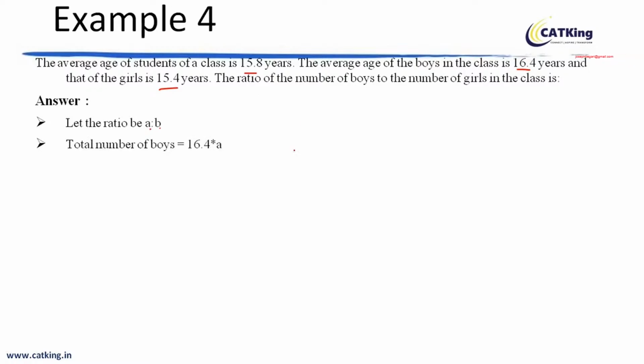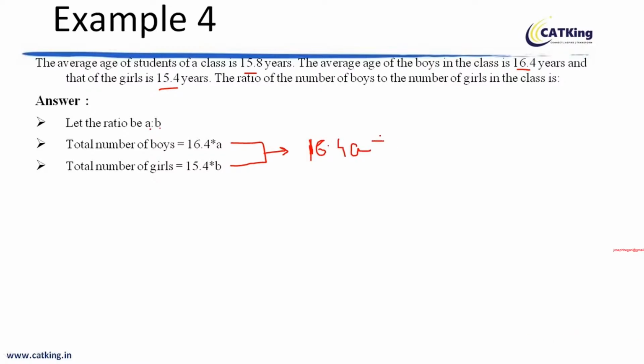Correct? So the total of the boys becomes 16.4 into a. Why does this happen? Because 16.4a from the average. Correct? And the total of the girls simultaneously will become 15.4 b, because 15.4 from the average. Correct? Okay. So now the total of boys is this much, the total of girls is this much. When you add these two, what do you get? Let's say this is equation 1, 16.4 A.